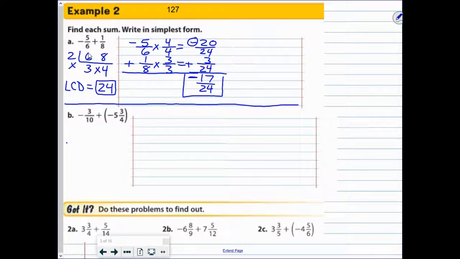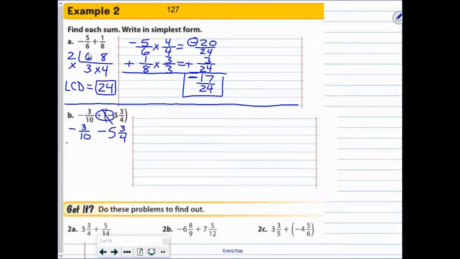In problem B here, not only do we have to worry about the negatives, we also have a mixed number to worry about. So first thing I'm going to do is, as always, get rid of double signs. A positive negative is going to become a negative, and I'm going to rewrite this as negative 3/10 and negative 5 3/4.